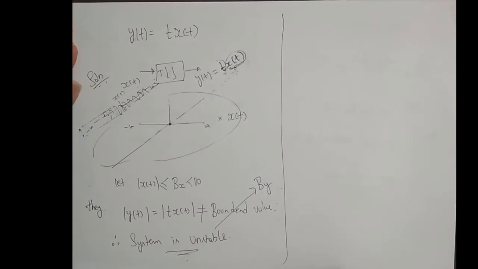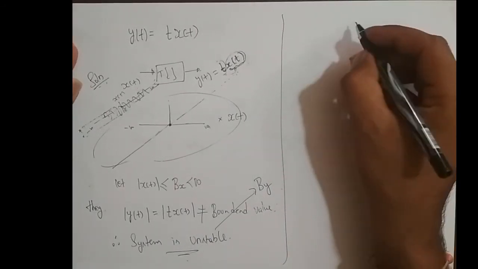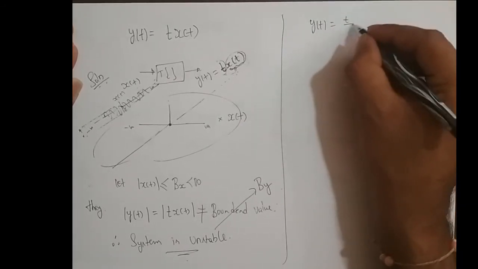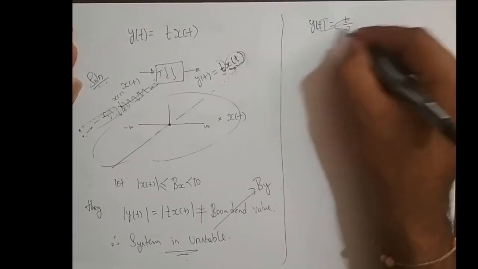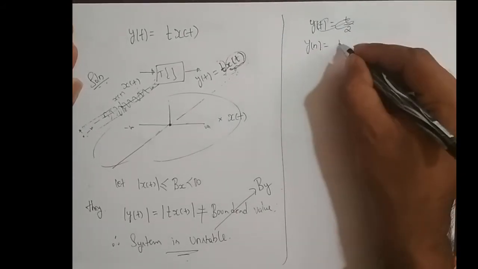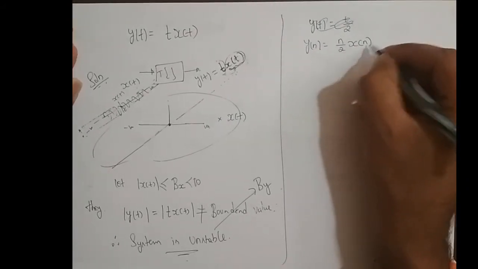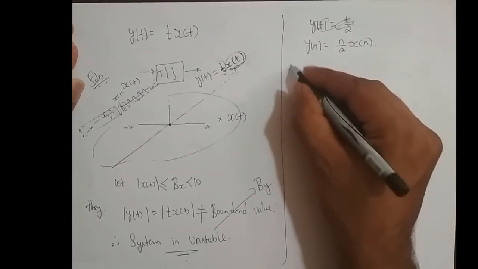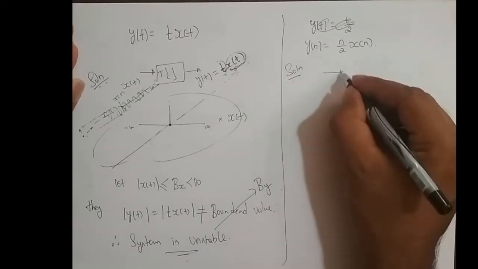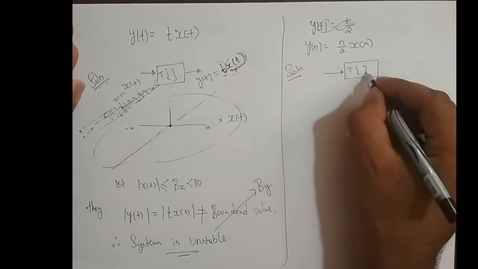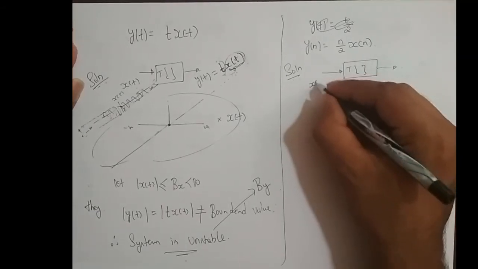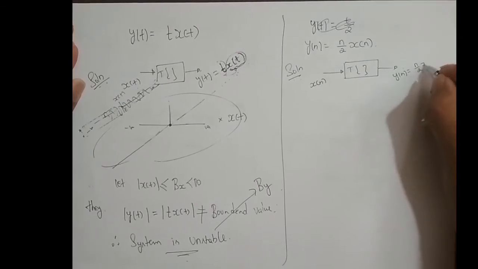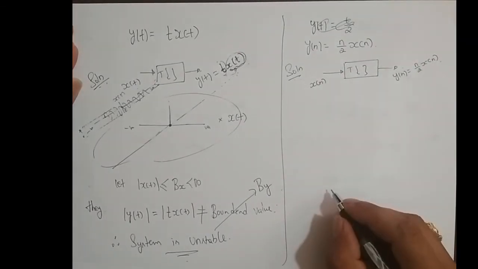Okay, I hope you got convinced, but you'll get used to it. Let me solve some more problems on this. So y of t is equal to t by 2. I'll just change it to a discrete term. Y of n is equal to n by 2 times x of n. Fine. Okay. So solution. We have a system which does some transformation. Input to that system is x of n, and output y of n is equal to n by 2 times x of n.